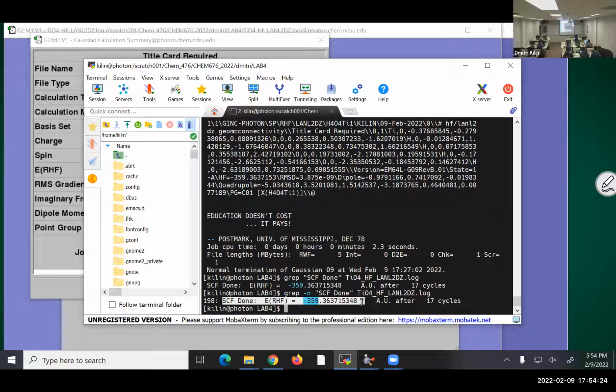Now let's go to the right directory where these calculations were done. Yeah, it's lab 2 and lab 4. Please go there. ls -ot, enter. So yeah, those are the three last files. Now let's do grep. No, the com is input and log is output. You see the same number.